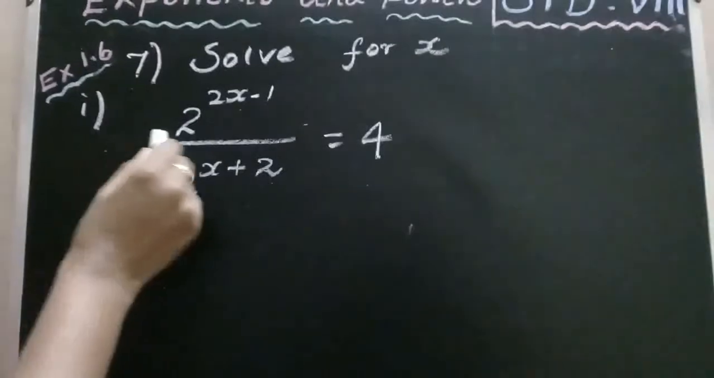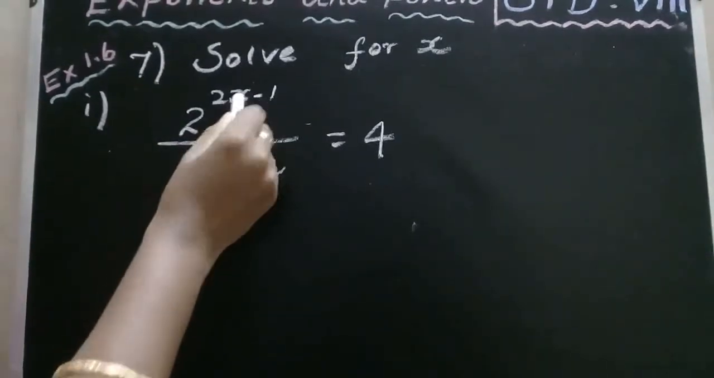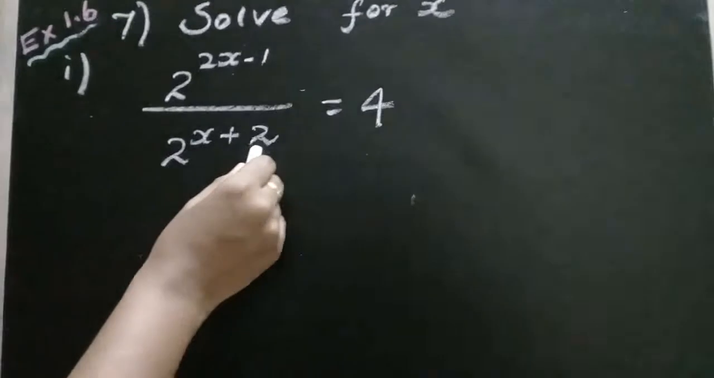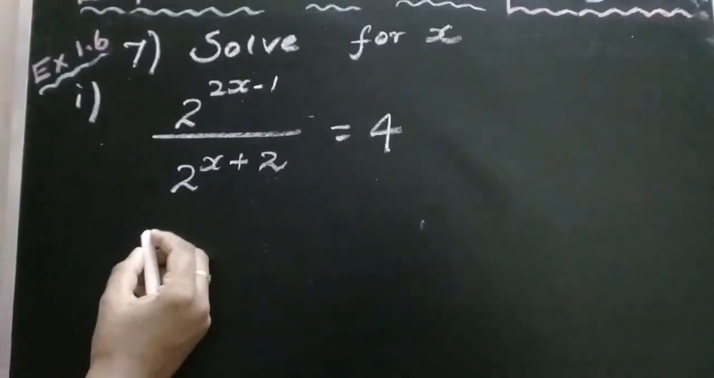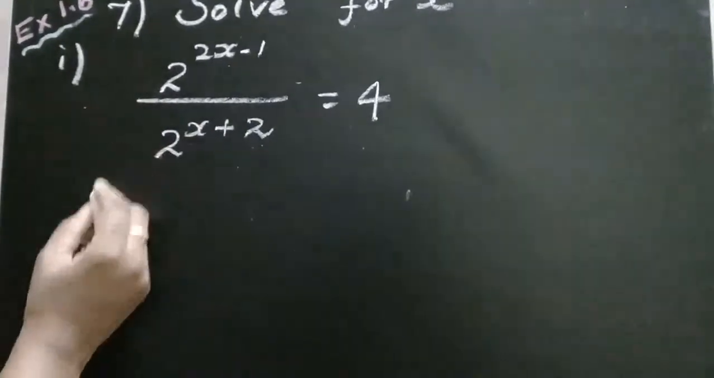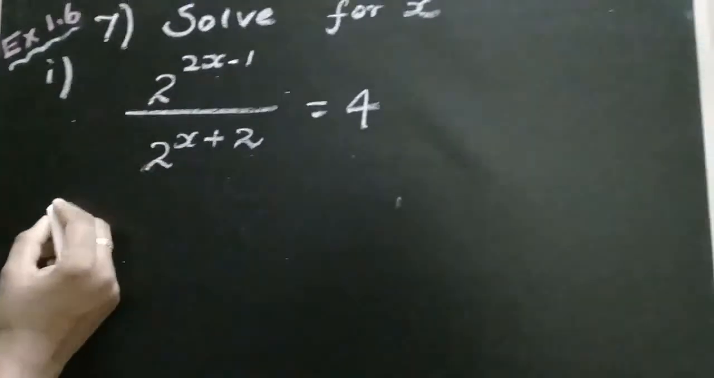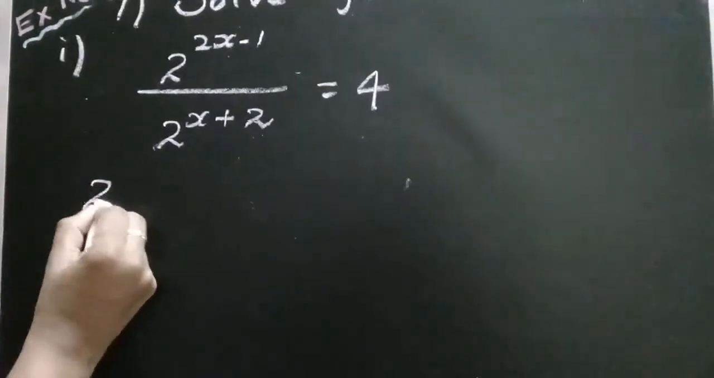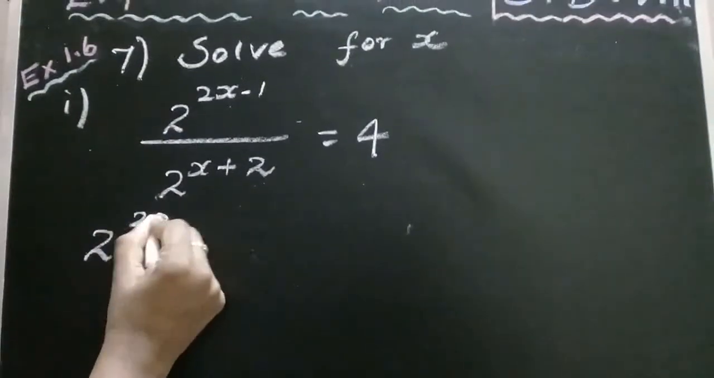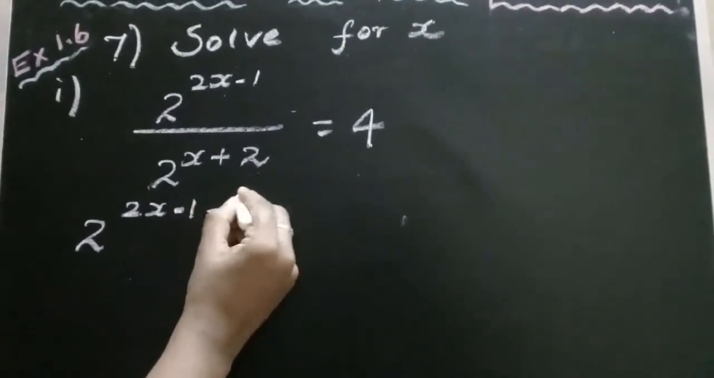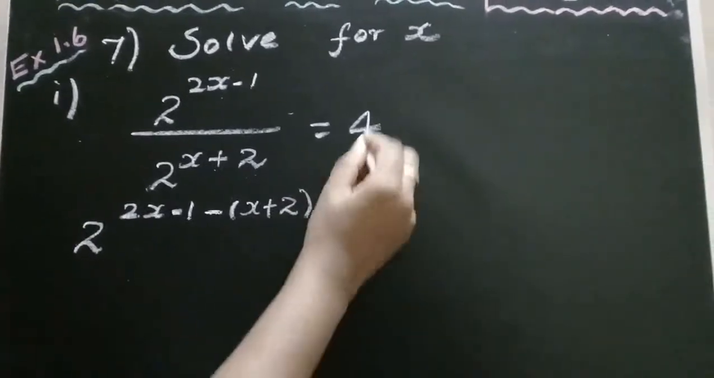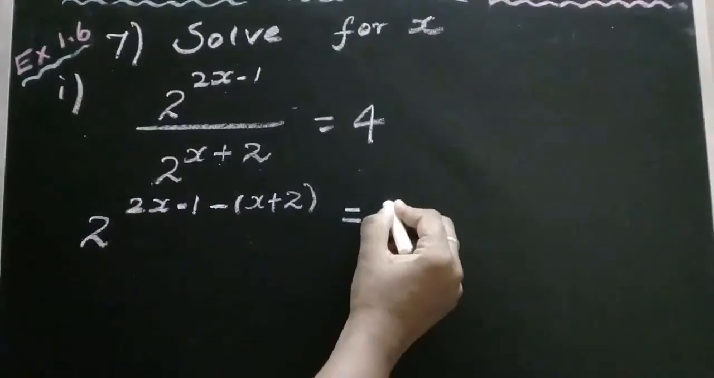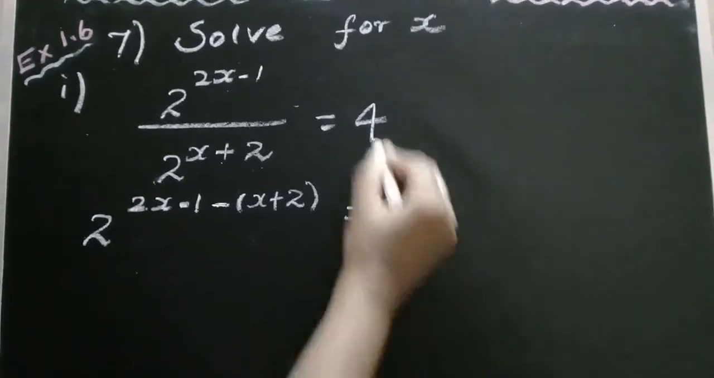Seventh question, solve for x. The first one, 2 power 2x minus 1 divided by 2 power x plus 2 equal to 4. So the values are equal. We have to find the x value. Here the base value is 2. So a power m divided by a power n equal to a power m minus n. Therefore 2 power 2x minus 1 minus of the second power is x plus 2 equal to, so 4 can be written as 2 into 2, that is 2 power 2. 2 square value is 4.